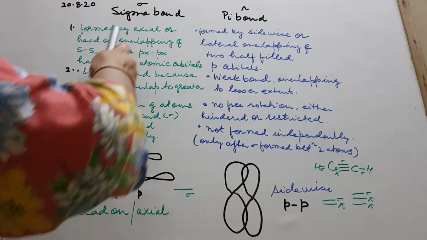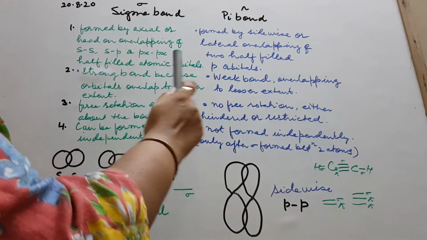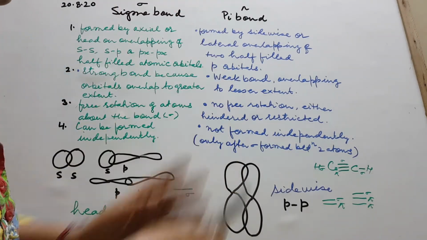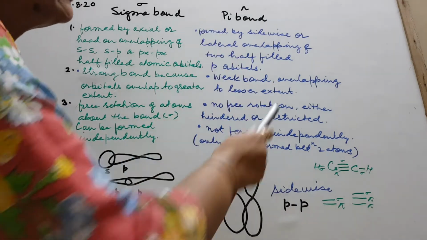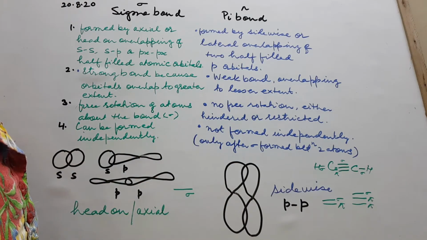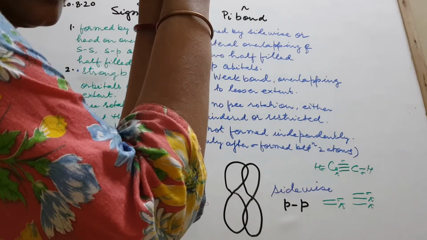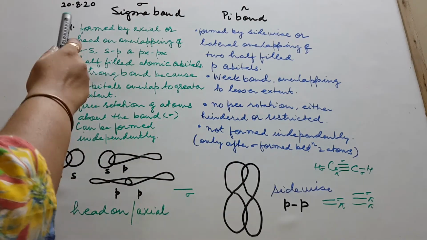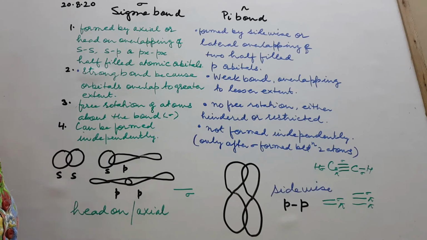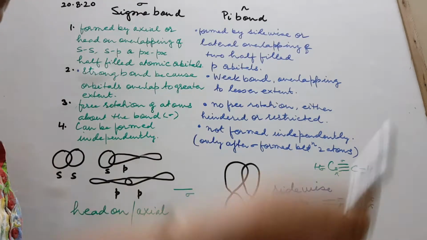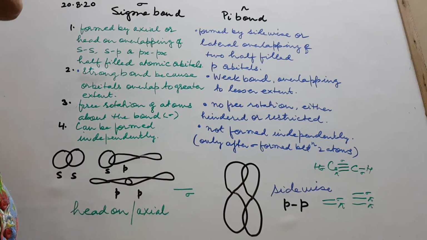So children, a sigma bond is formed by axial or head-on overlapping. Here it is lateral or sidewise overlapping. A sigma bond is strong because of the greater overlap area. A pi bond is weak because it is lateral, with a lesser extent of overlapping. Then there is free rotation of the atoms about the axis of a sigma bond, and here there is no free rotation of the atoms about the bond. It is either hindered or restricted.